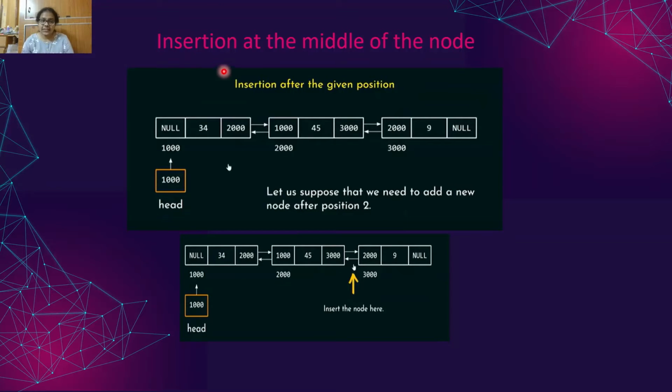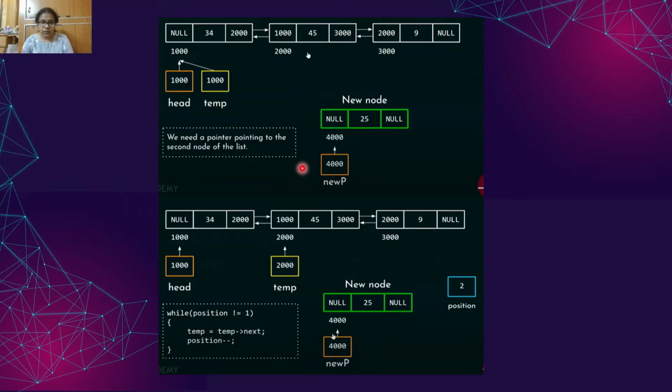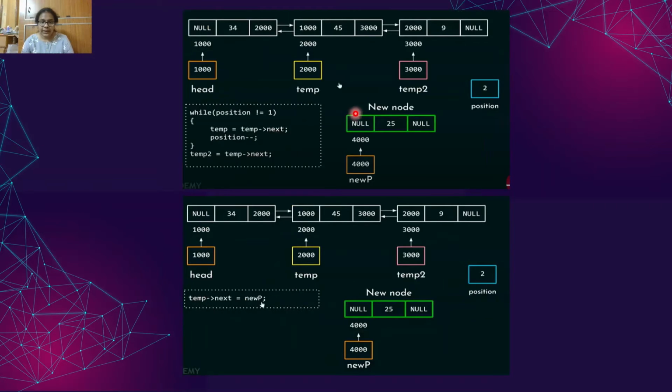So let us see insertion at middle of the node. Let us suppose that we need to add a new node after position 2. So insert the node here. So we need a pointer to the second node of the list. In order to do that, we use this piece of code, and we get the temp2 after temp.